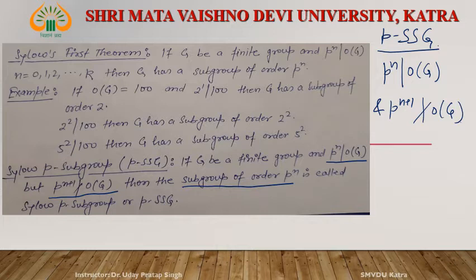Then if the order of H is p to the power n, this H is known as PSSG, p Sylow subgroup. Again, if G is a finite group and p to the power n divides the order of G, but p to the power n plus 1 does not divide the order of G, then the subgroup of order p to the power n is called a Sylow p subgroup or PSSG.